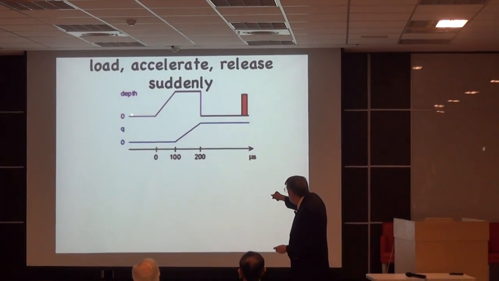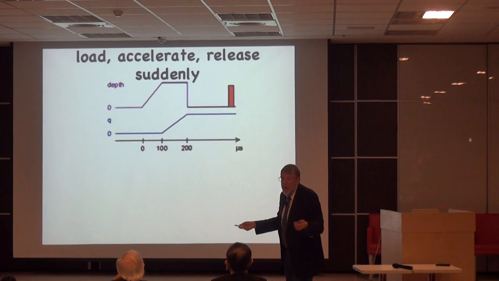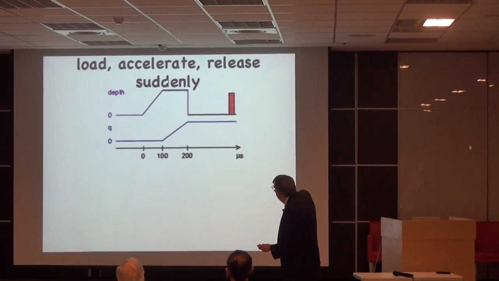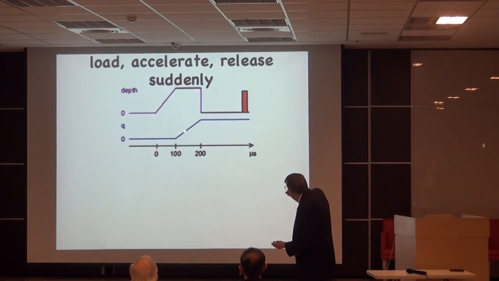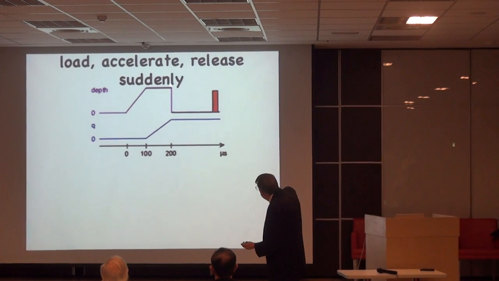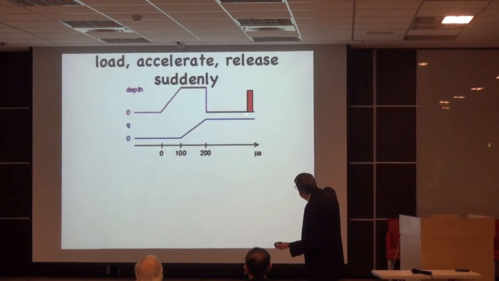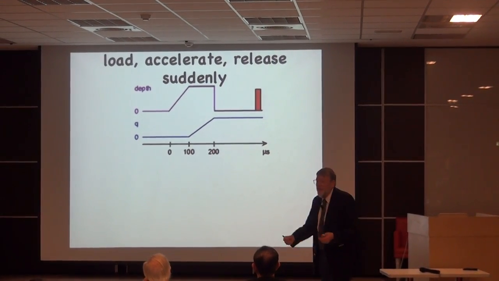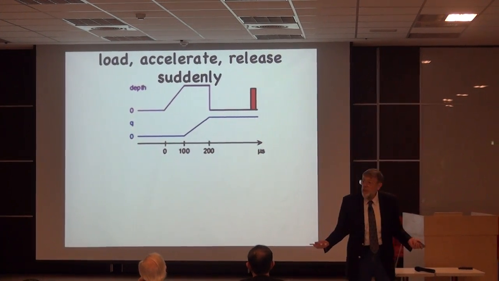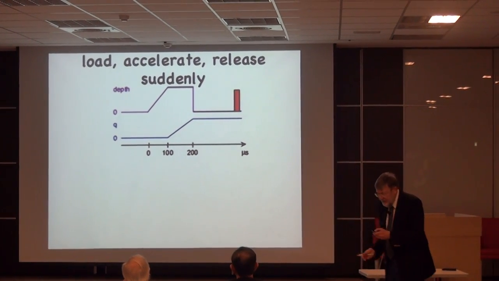I start off with no lattice and no velocity. I turn on the lattice. When I get it on, then I start moving it. When I get it up to the velocity I want, I turn the lattice off. I wait a little while. I take a picture of where the atoms are, and that tells me what the atom's momentum is.